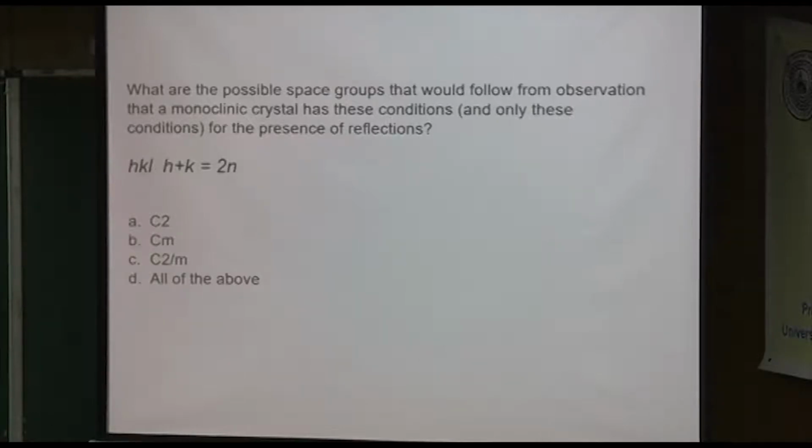Okay, quiz for you now. What are the possible space groups that would follow from the observation, and only this observation, that for all HKL, H plus K is even? What do you think?